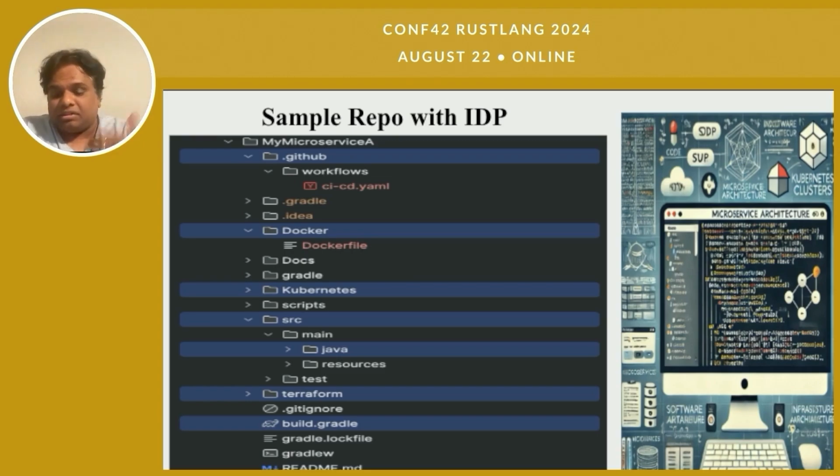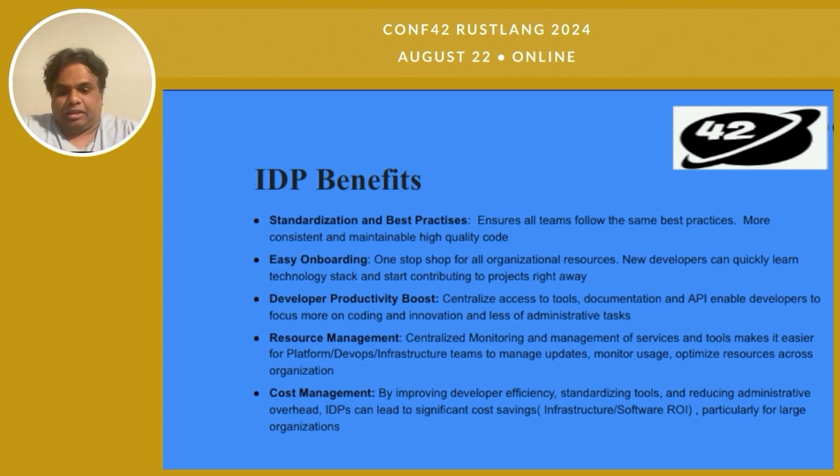What are the benefits that we draw out of this whole idea? IDP benefits. Standardization and best practices. It ensures all teams follow the same best practices, with more consistent and maintainable high quality code. Let's say the DevOps team wants a certain project in a certain format. So you're indirectly enforcing these best practices without causing pressure to development teams, and no pressure to the DevOps team itself. Everything is managed through the platform, through internal developer portals.